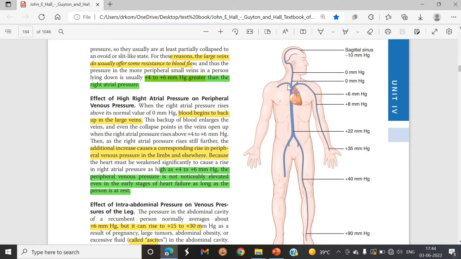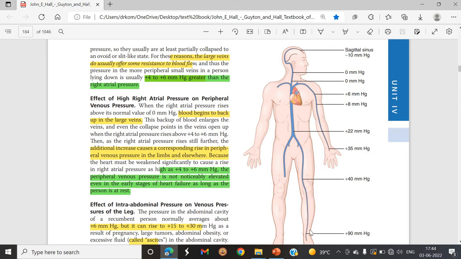So here it is 0 mmHg. That's why we always measure the BP at the heart, which is 0 mmHg. As you can see, gravity is playing the role. So sagittal sinus pressure is minus 10 mmHg. As you can see, moving downwards.